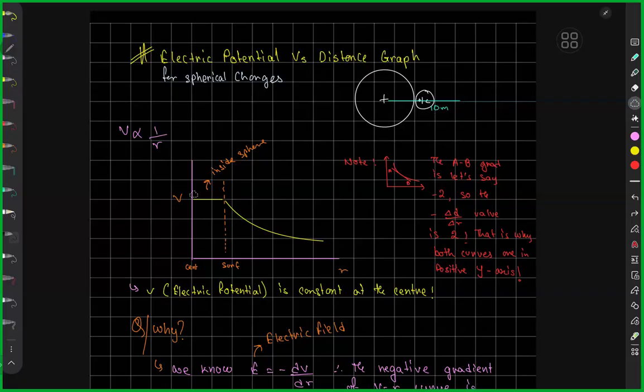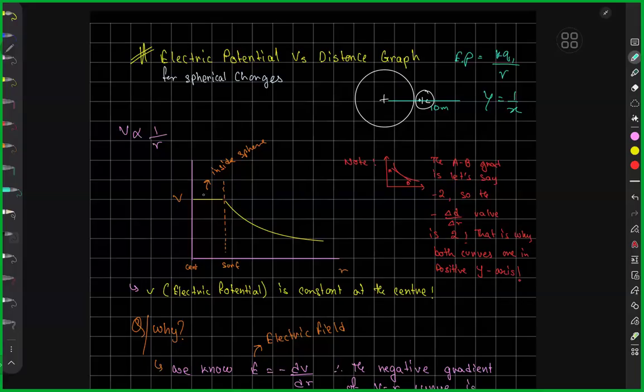However, what happens inside? Hopefully this part you're clear. From infinity to surface, why this looks like this. It's a typical EP, electric potential, is equals to KQ1 divided by R curve. So Y is equals to 1 by X curve till the surface. But what happens from the surface to inside?